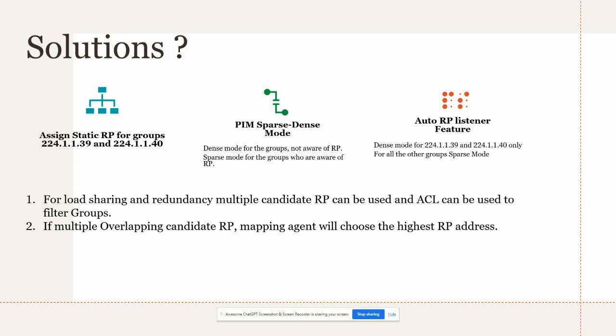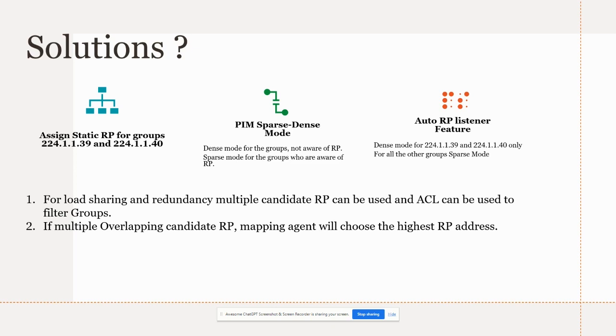The second possible solution is to use PIM sparse mode as well as PIM dense mode. We will configure dense mode for the groups that are not aware of the RP, and for the groups that are aware of the RP, we will configure PIM sparse mode. The third possible solution is using the auto RP listener feature. So we configure dense mode for the groups 224.1.1.39 and 224.1.1.40, and for the rest of the groups we use PIM sparse mode.